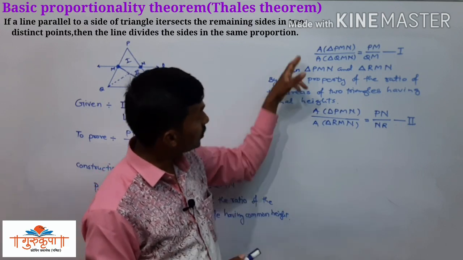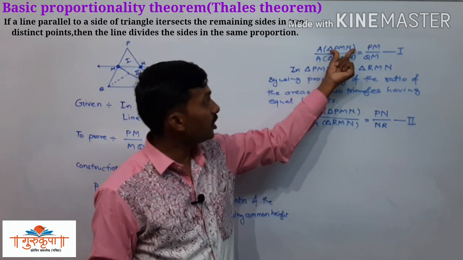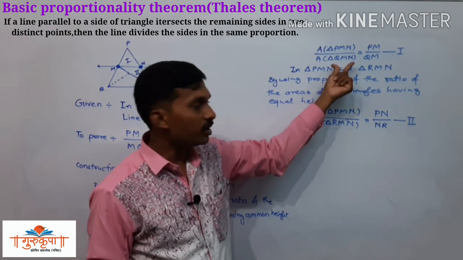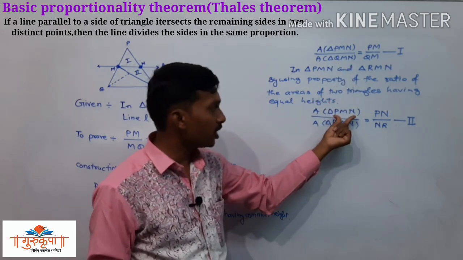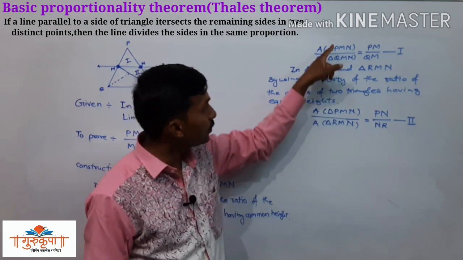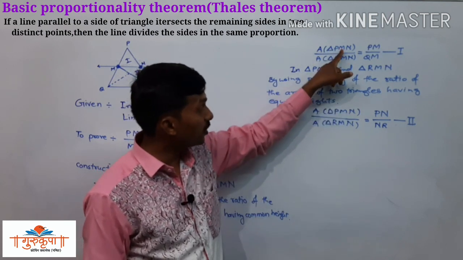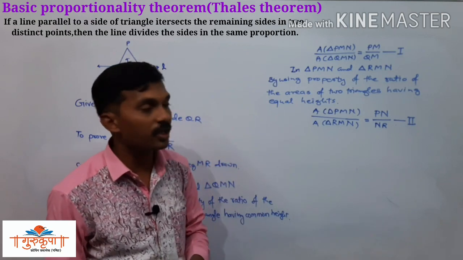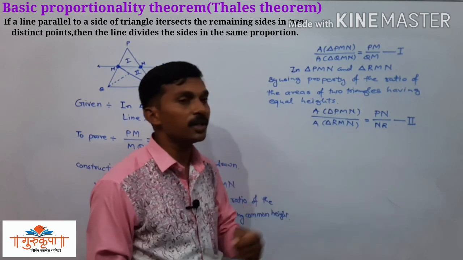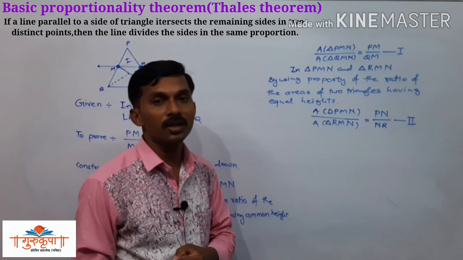But here observe the LHS of both the equations. The LHS of the first equation: area of triangle PMN upon area of triangle QMN. The LHS of the second equation: area of triangle PMN upon area of triangle RMN. Now both are having the same numerator. In the first equation, in the numerator we have area of triangle PMN. In the second equation, in the numerator we have area of triangle PMN. But their denominators are not equal.